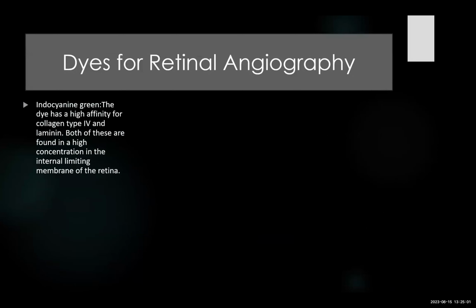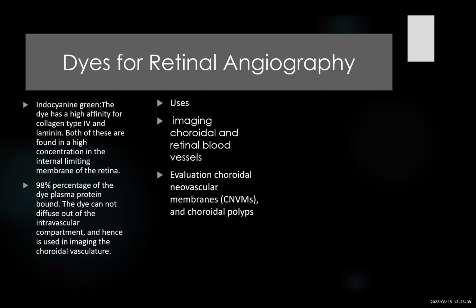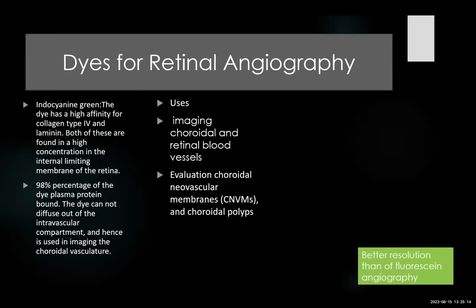Another is indocyanine green. It has high affinity to collagen type 4 and laminin, which are found in the internal limiting membrane of the retina. It is highly plasma protein bound, and it gives you a good visual of the choroidal blood vessels.